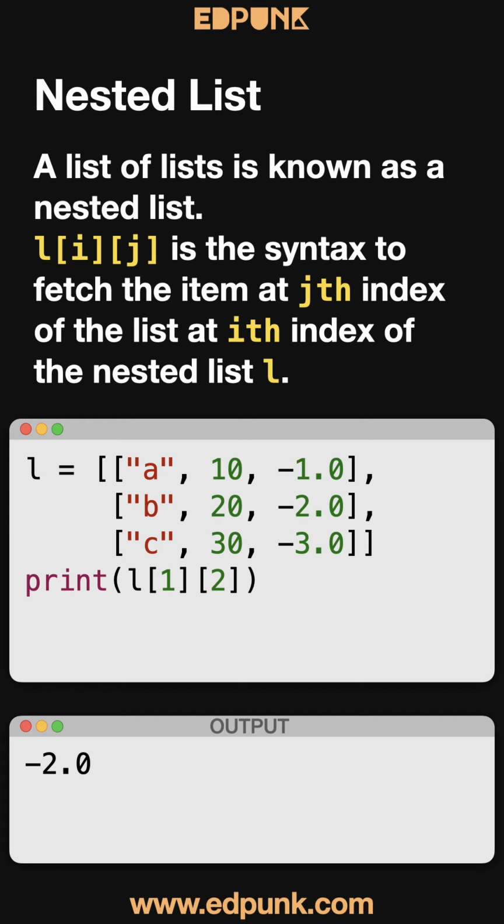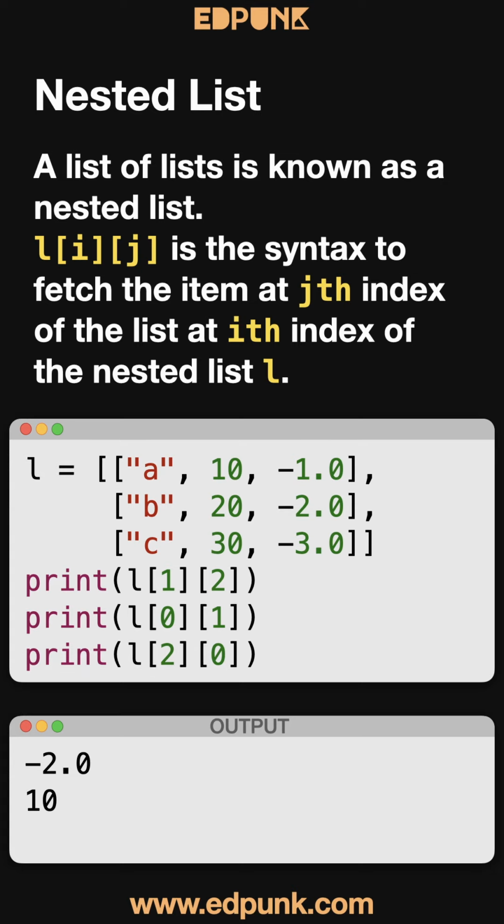Similarly, to display second item of first list, we can print L[0][1]. The output obtained is 10. If we want to display the first item of the third list, we can print L[2][0] and the output obtained is string C.